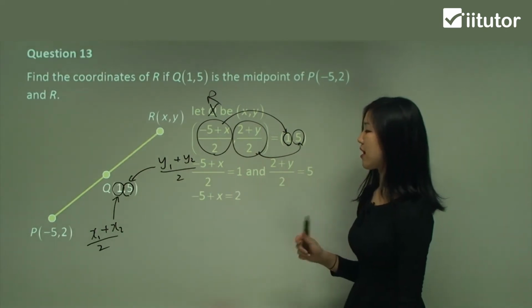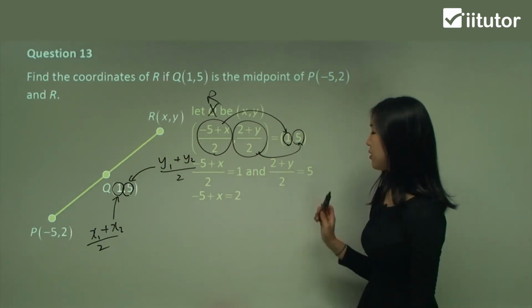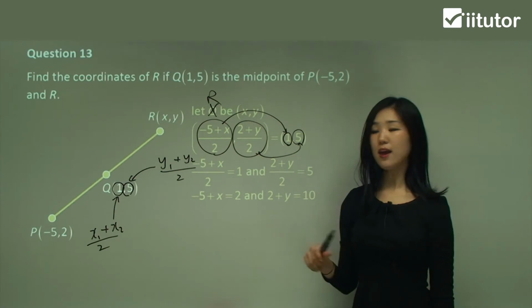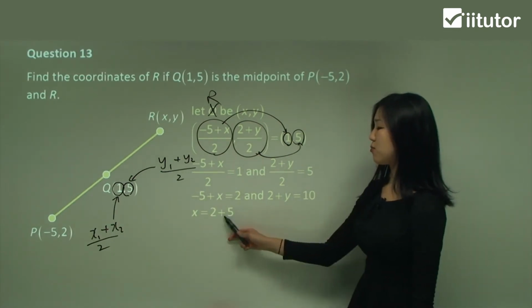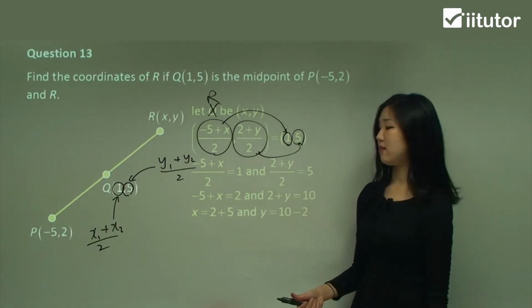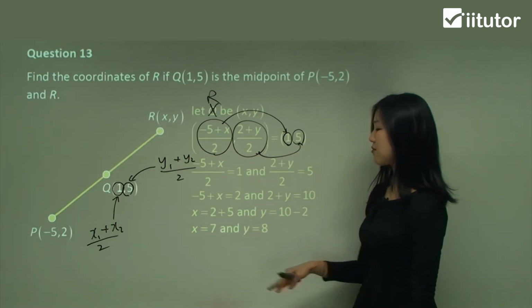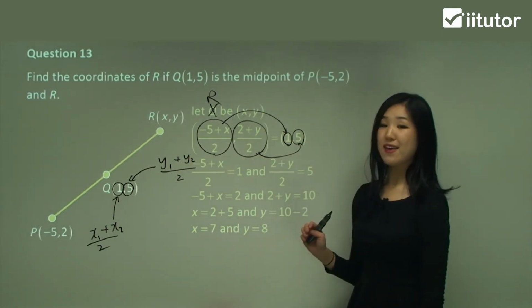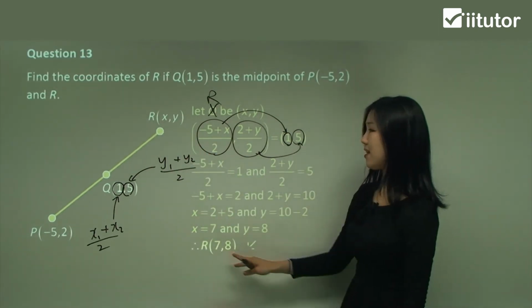Solve it individually, guys. I'm going to multiply by 2, so I have 2 here, and multiply by 2 here, which is 10. Okay, and then to get X, we need to add 5. So 2 plus 5, and here we subtract 2, so 10 minus 2. 2 plus 5 is 7, 10 minus 2 is 8, so therefore X is 7, Y is 8. The coordinates of R is simply 7, 8.